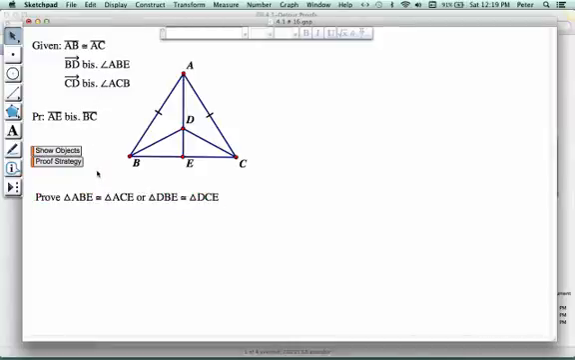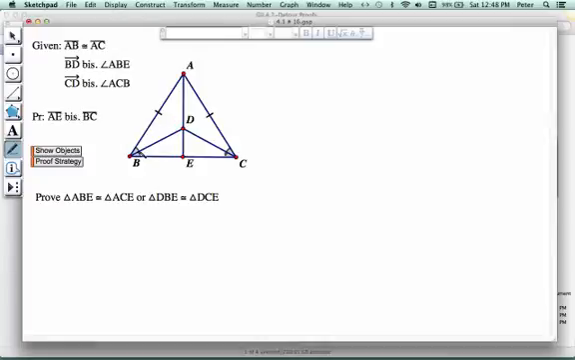Alright, my proof strategy is showing that either triangle ABE, the large triangle on the left, is congruent to ACE, the large triangle on the right, or proving that the smaller triangle DBE on the left is congruent to the smaller triangle DCE on the right. Let's take a look at what we're given and see if we can figure out which is the best route to take. Now, since this triangle is isosceles, we know that this angle down here at B is congruent to the large angle at C. And so that makes it look like we're in good shape.